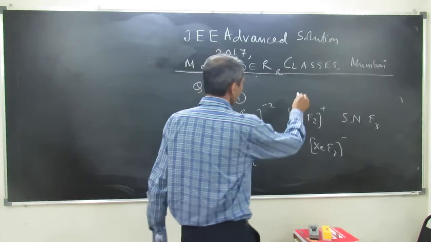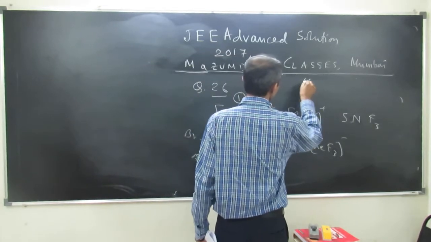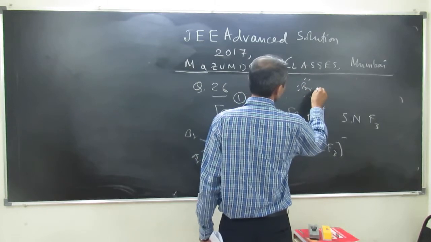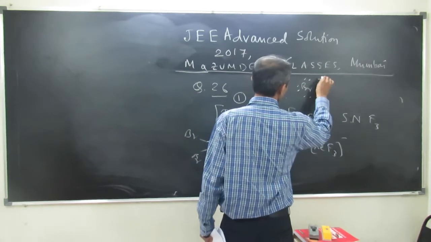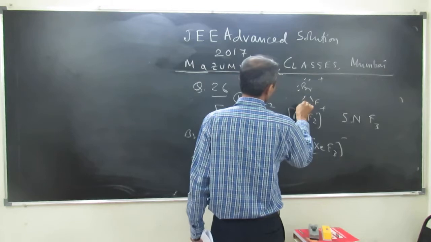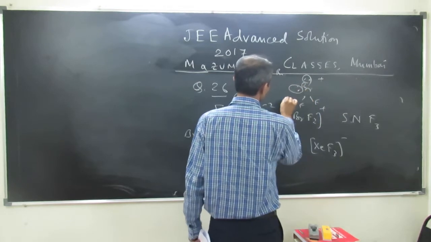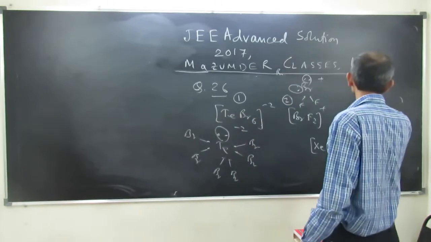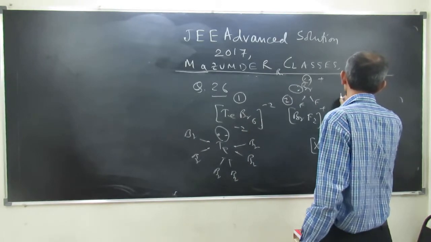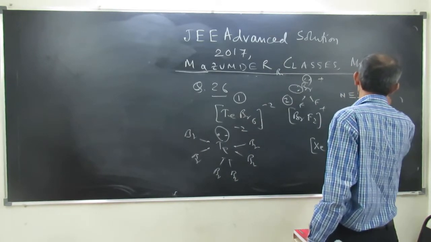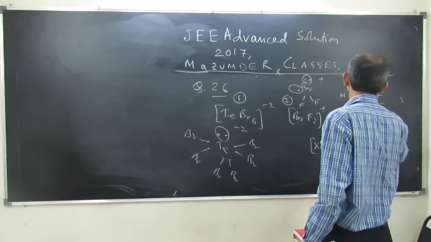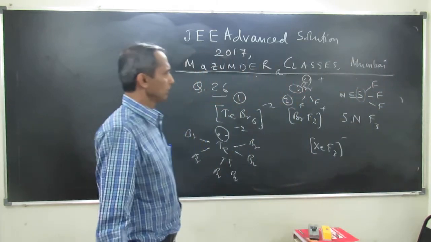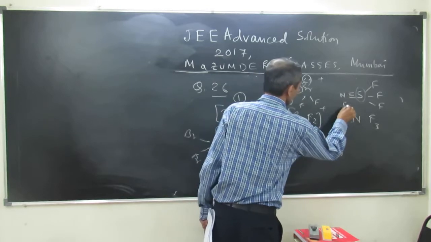In the case of BrF2 plus, bromine has 7 electrons, and with 1 electron lost it is plus, bonded to the two fluorines. So the lone pairs are 2. In the case of SNF3, S has a triple bond to N and is bonded to F. The central element doesn't have any lone pair, so it is 0.